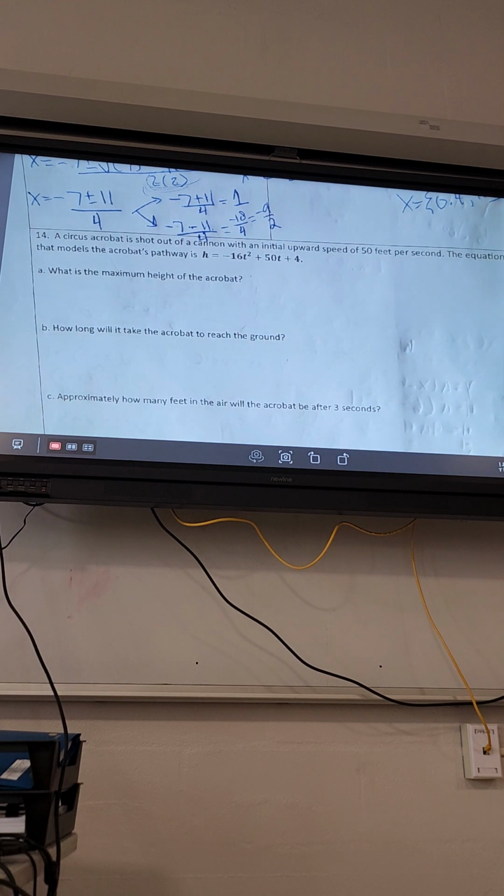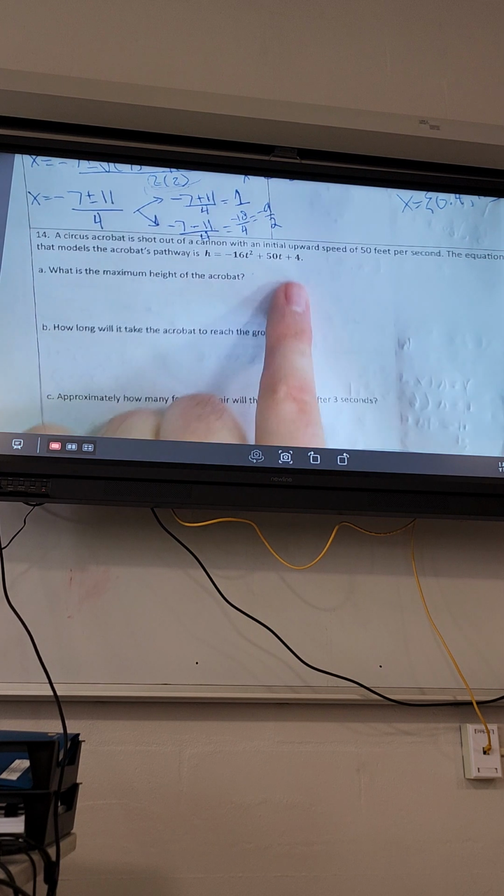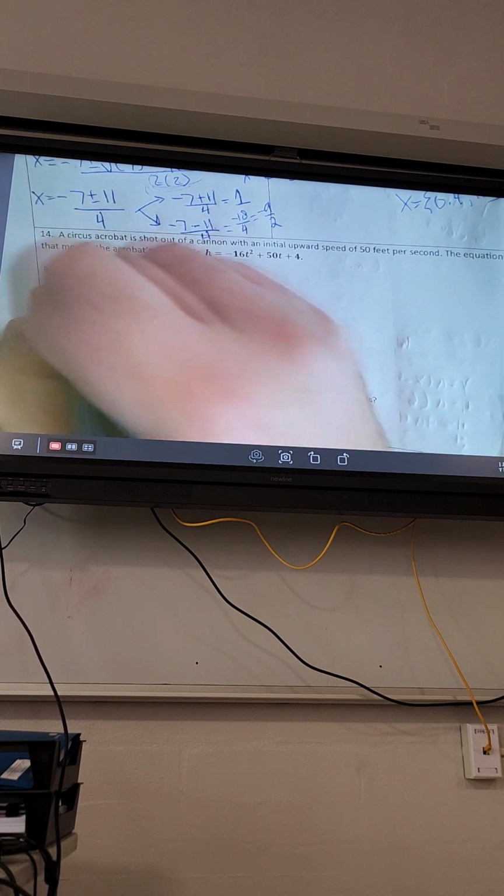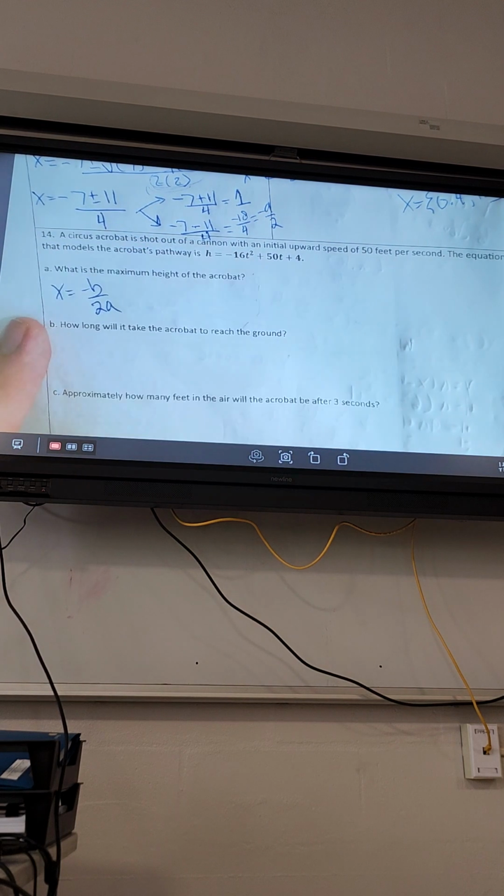A circus acrobat is shot out of a cannon with an initial upward velocity of 50 feet per second. The equation that models the pathway is this equation right here. What is the maximum height of the acrobat? In order to find the height of the acrobat, we need to find the vertex, aka the axis of symmetry, as the first starting point.